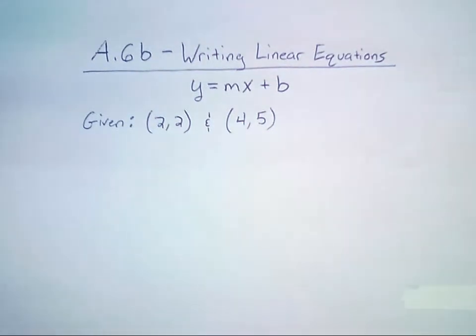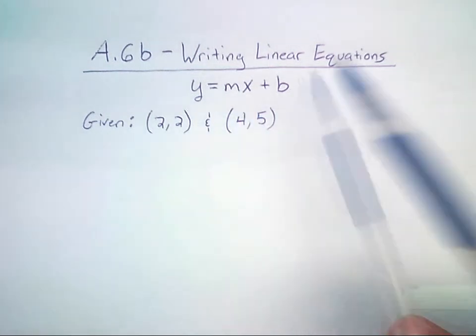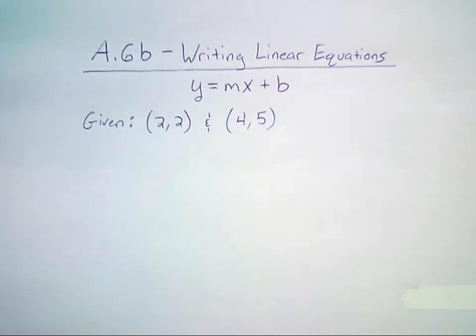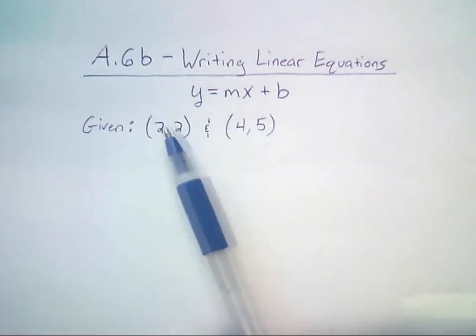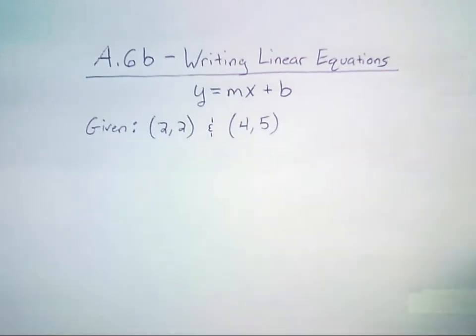Hello and welcome to our review of A.06b, writing linear equations. Now, I have y equals mx plus b, slope-intercept form, written up there because that's what we mean by writing a linear equation. Sometimes you're going to be given some information. You might be given both the slope and the y-intercept, or the slope and a point. Well, this is considered the most severe of the cases, when you're just given 2 points.